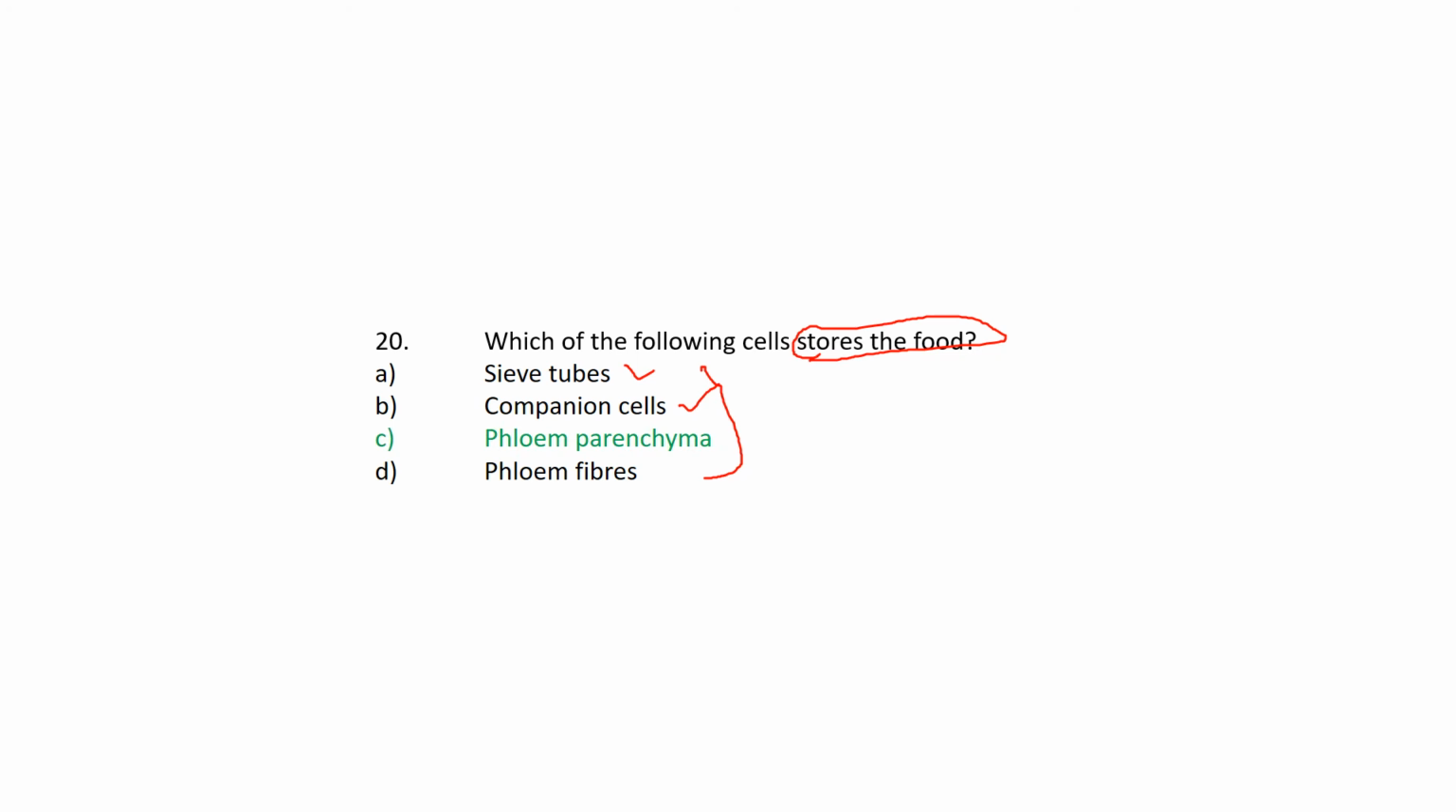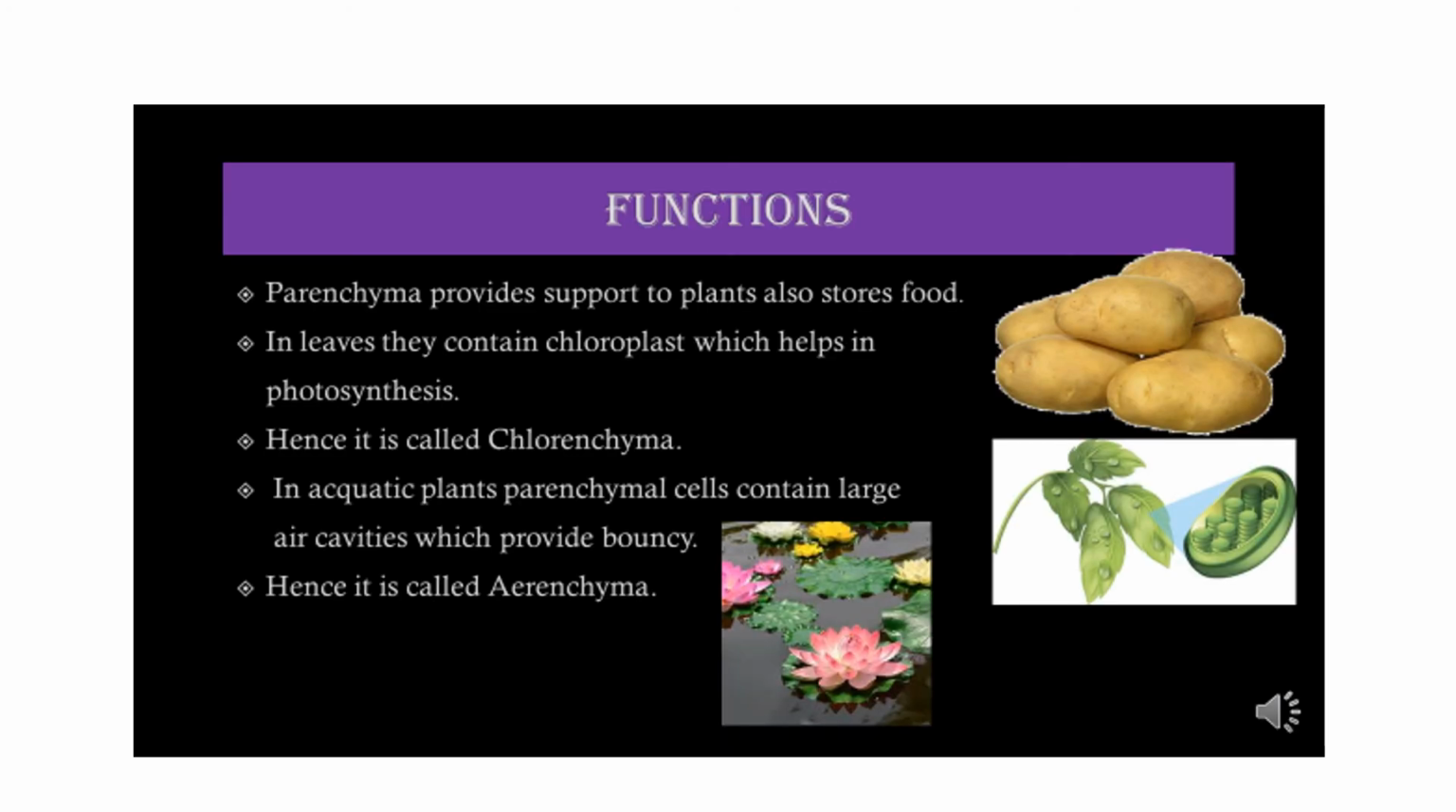Now let's see. First of all, we briefly revise the functions of parenchyma cells. What is the main function of parenchyma cells? The main function of parenchyma cells is to provide support to the plant and mainly to store food. Yes, the question is only that: which cell stores the food.